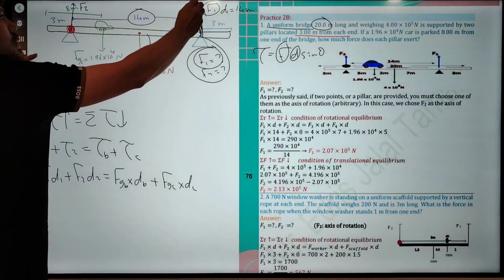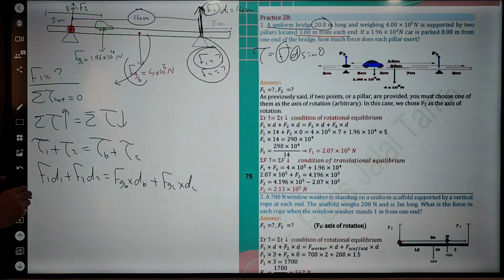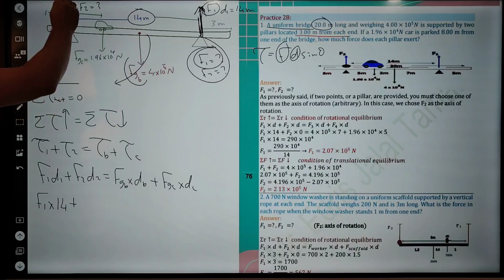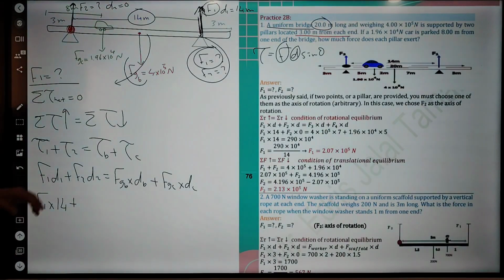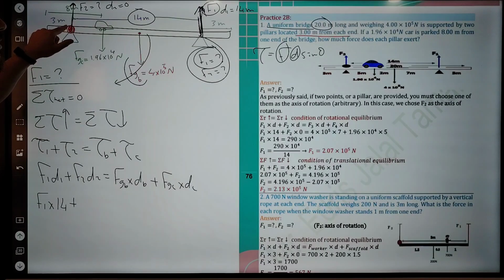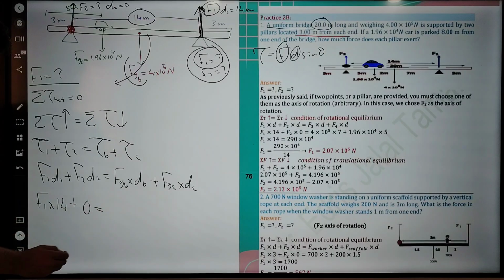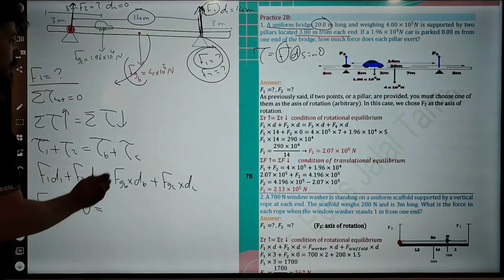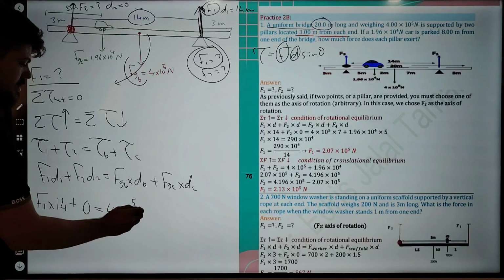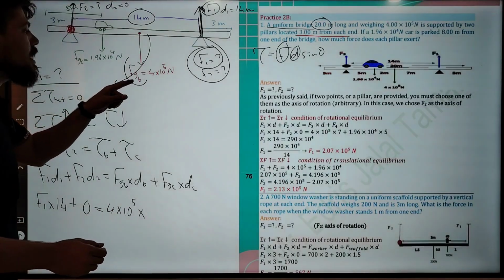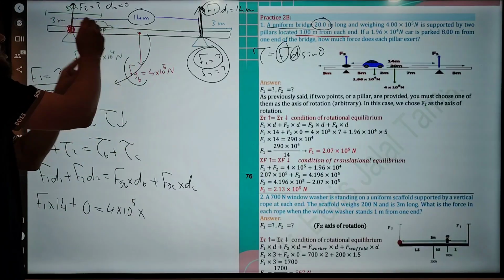Distance from the applied force, first pillar, to the axis of rotation. Okay? F1 times 14 plus F2, which is unknown also, but it is located on the axis of rotation. So D2 is equal to 0. No torque is produced at this point. F2 cannot produce torque, so that is why it is equal to 0. Fg of the bridge was given as 4 times 10 to the power 5, times the distance of the gravitational force of the bridge to the axis of rotation.